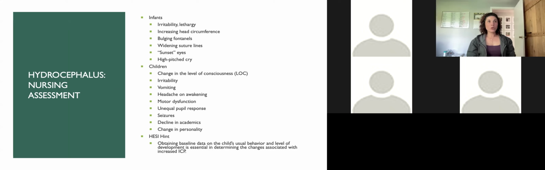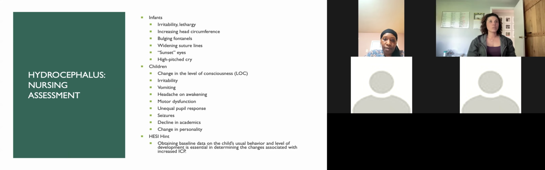In our older kids, you'll notice a change in their level of consciousness. They may be irritable, have vomiting. One of the classic signs is that headache when they wake up. Difficulty with moving. You may notice an unequal pupil response, some seizures, changes in their personality or school performance. And it's really important that we know what their usual behavior is, their normal developmental level, so that we know when these changes happen, so that we can assess their intracranial pressure.